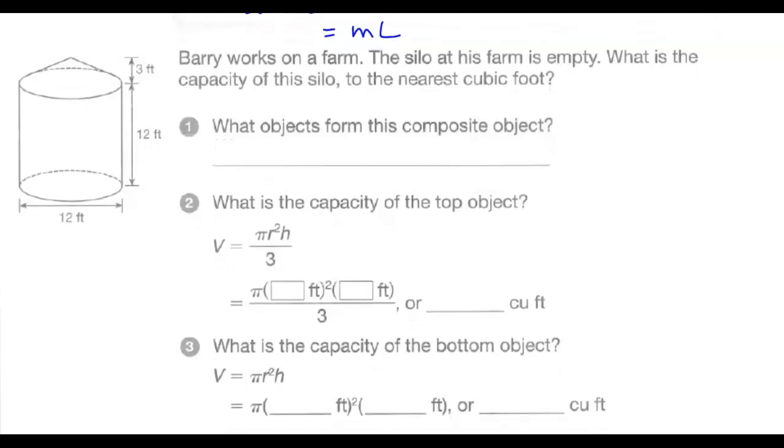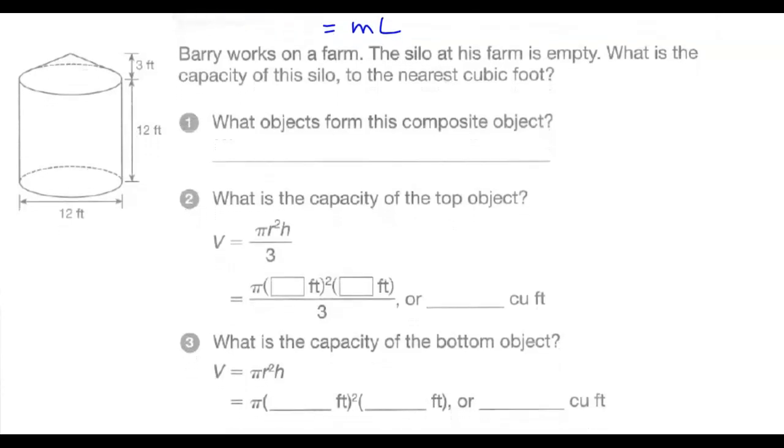Okay. Barry works on a farm. The silo at his farm is empty. What is the capacity of the silo to the nearest cubic foot? Well, it's kind of interesting that they said this. Capacity is really, we tend to then convert the volume to, in metric, milliliters, liters, that kind of thing, in imperial to gallons, and so on. But they're just saying nearest cubic foot. So we don't have to do the conversion.